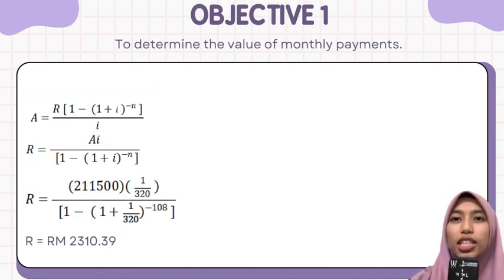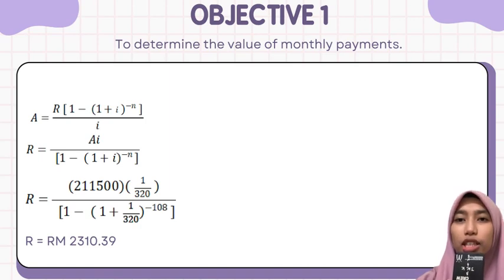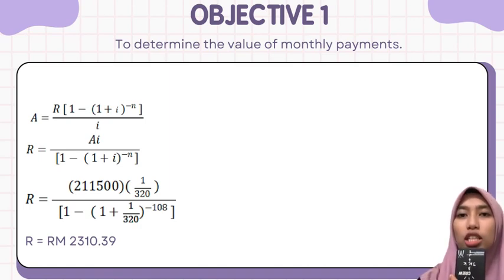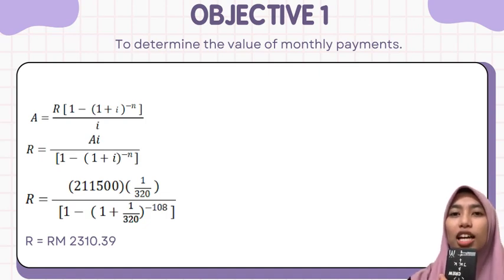Objective 1, to determine the value of monthly payment. So now we use formula A, which is A equal to R multiplied by 1 minus in bracket 1 plus I to the power of minus N over I. And then we rearrange the formula to get R, which is our objective, and then we put all the info that we have, which is A is RM 211,500 multiplied by 1 over 320 divided by in bracket 1 minus in bracket 1 plus 1 over 320 to the power of minus 108. And then we get R equal to RM 2,310 ringgit 39 cents.